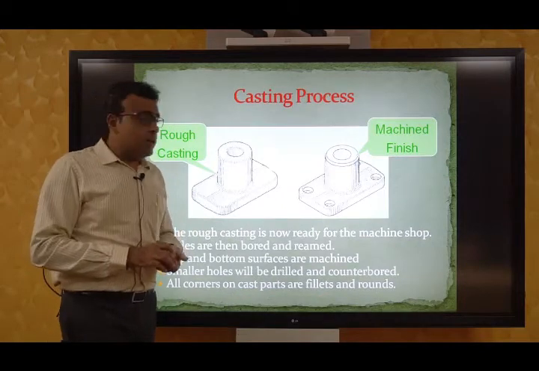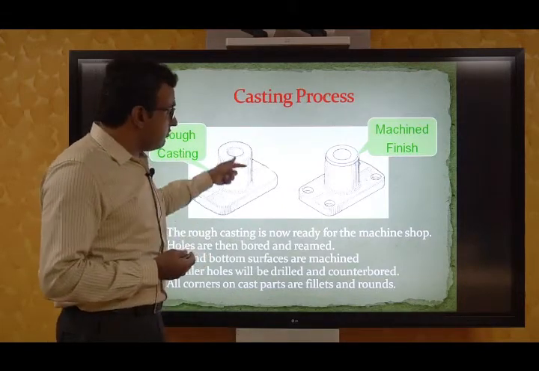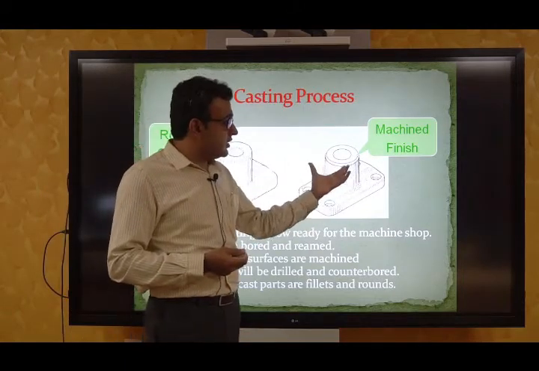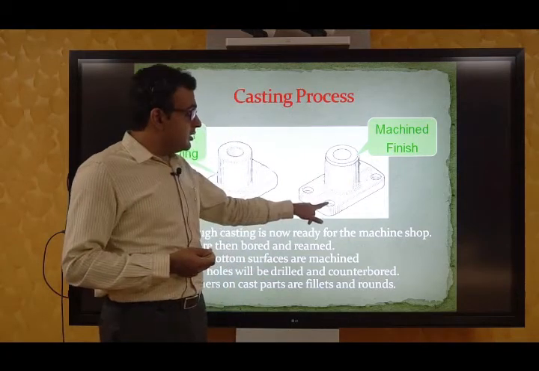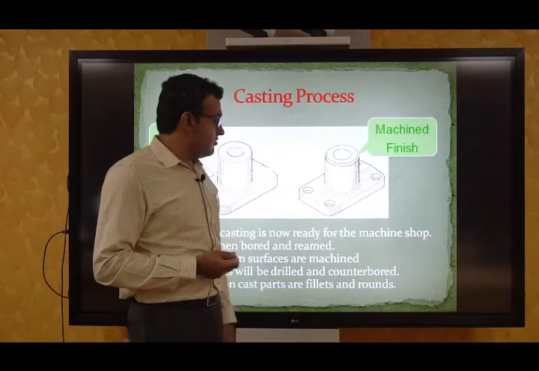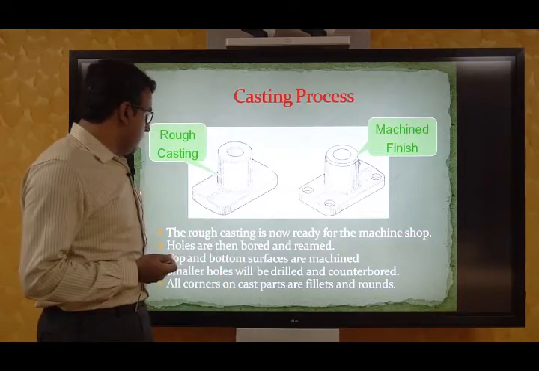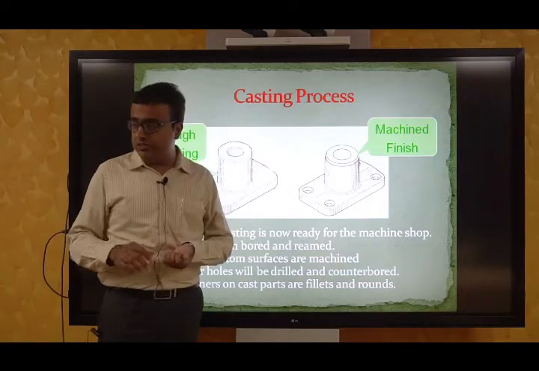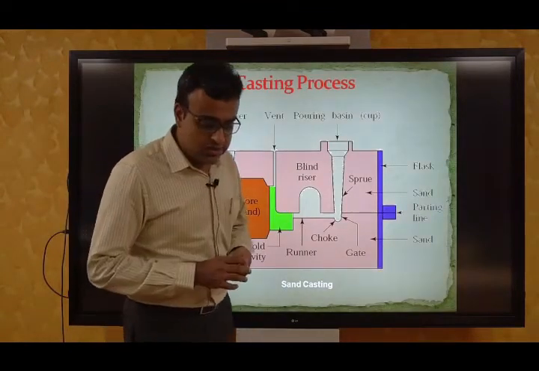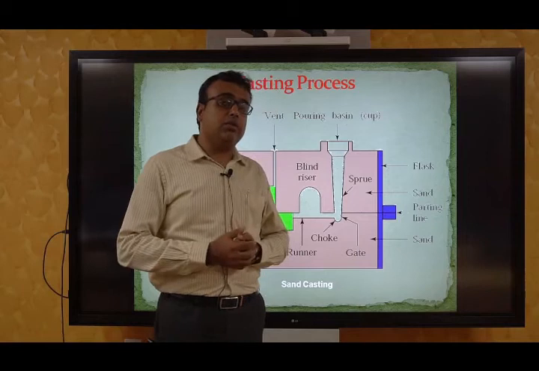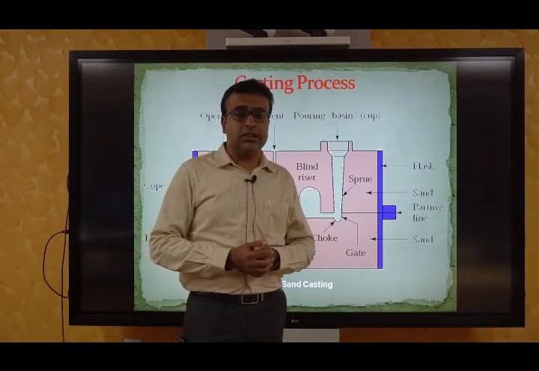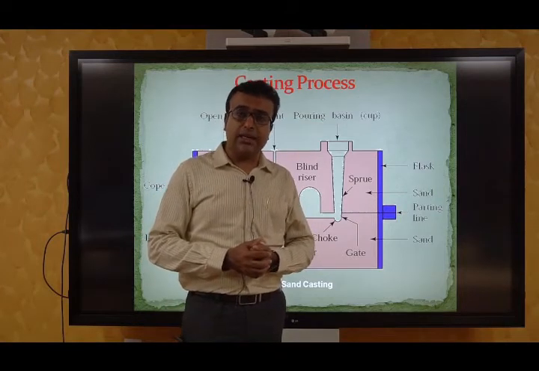Now we can have a rough casting, and once the rough casting is ready, we do the finishing, and it will be a better one. Maybe we don't have the holes here, we can drill the holes, we can finish the surfaces and all. So these are the stages, but the most common main process is called sand casting. Out of the different casting processes, the most basic one is the sand casting process.